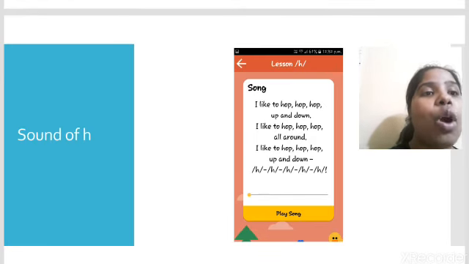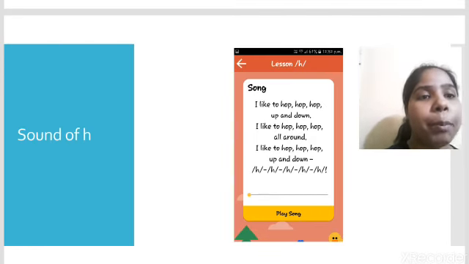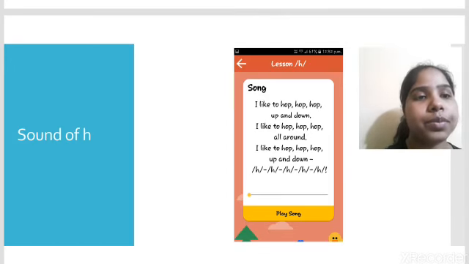I like to hop, hop, hop. Up and down. I like to hop, hop, hop. All around. I like to hop, hop. Up and down.